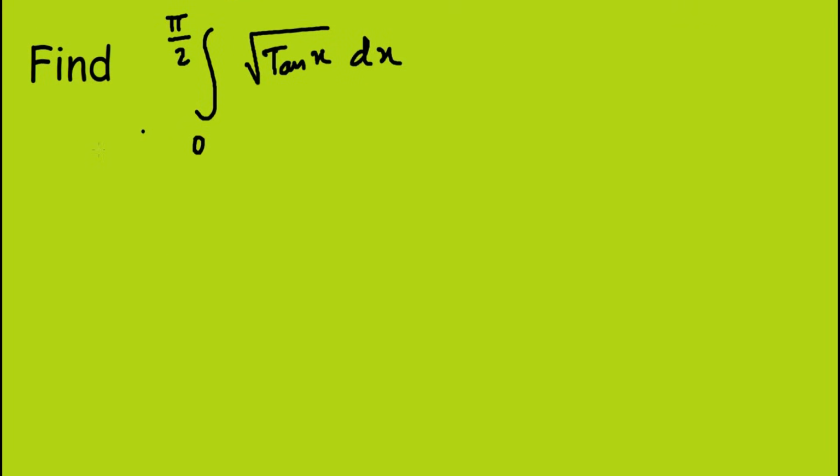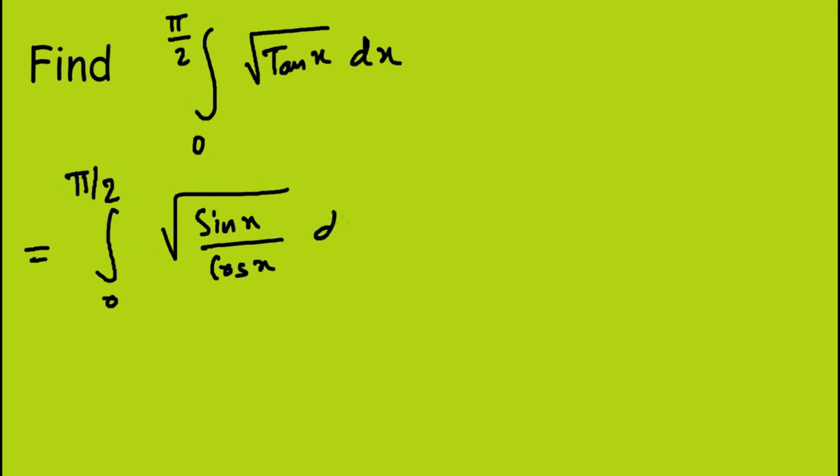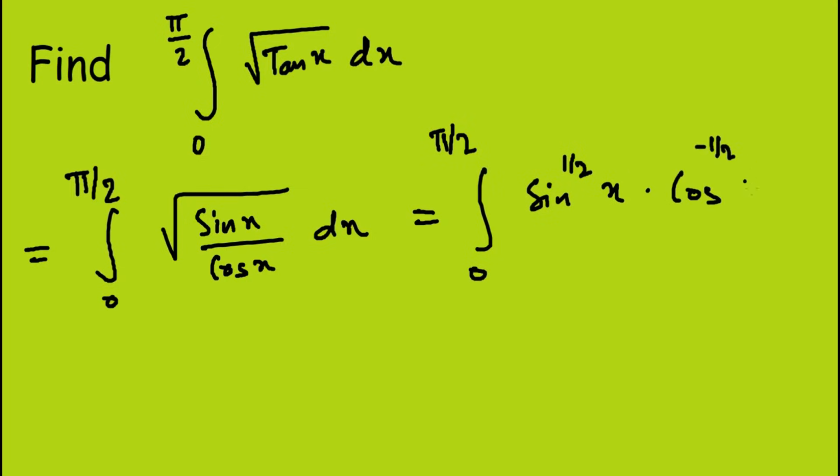So the next problem says: find the integral from 0 to pi by 2 of root tan x dx. Again we will take help of the beta function to solve this. If I simplify this a little bit, bringing it in terms of sin and cos, this will become root sin x by root cos x dx. That is root tan x. So this will be equal to the integral from 0 to pi by 2 of sin to the power half x times cos to the power minus half x dx. This is how I can write this.